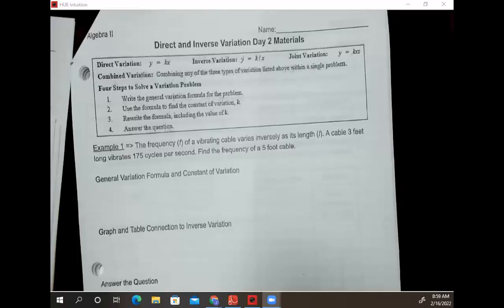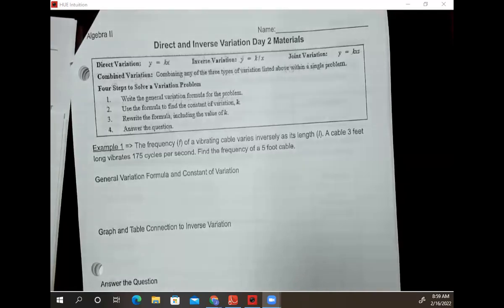Okay, so today we're going to do a little more work with the variation material that we talked about the other day. Today we're going to look at more specifics, not just the idea of as one thing goes up, the other thing goes up, or as one thing goes up, the other thing goes down, but actually being able to write and use equations based on information that we have. So we talked about direct, inverse, and very briefly joint or combination variation the other day.